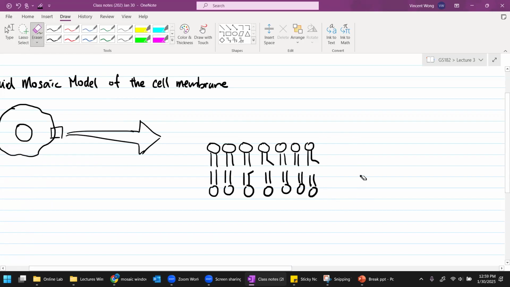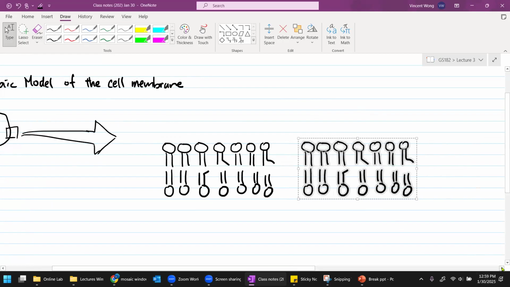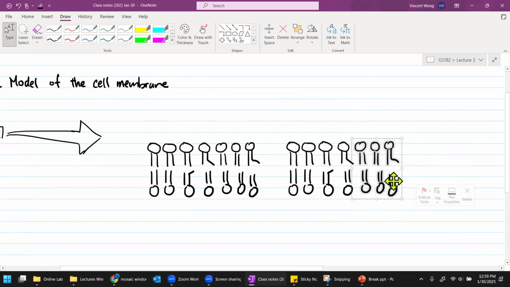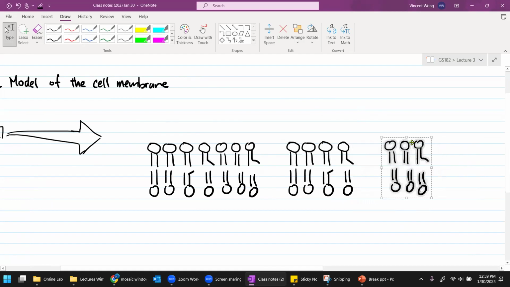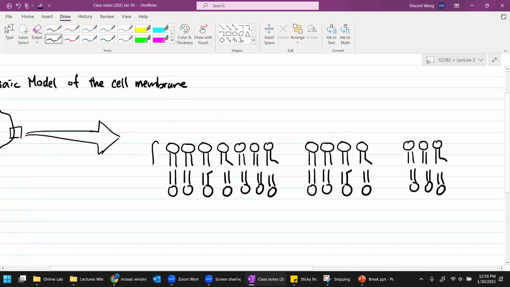Now I'm going to ask you to leave a gap here, and then just draw this one more time. Then leave another gap and draw it one more time. It doesn't have to be the same size. I just want you to make sure you have two gaps here. I'll tell you what the gaps are for later. But this whole thing is called the phospholipid bilayer. There are two layers, outer layer and inner layer. And this whole thing is going to be your cell membrane.